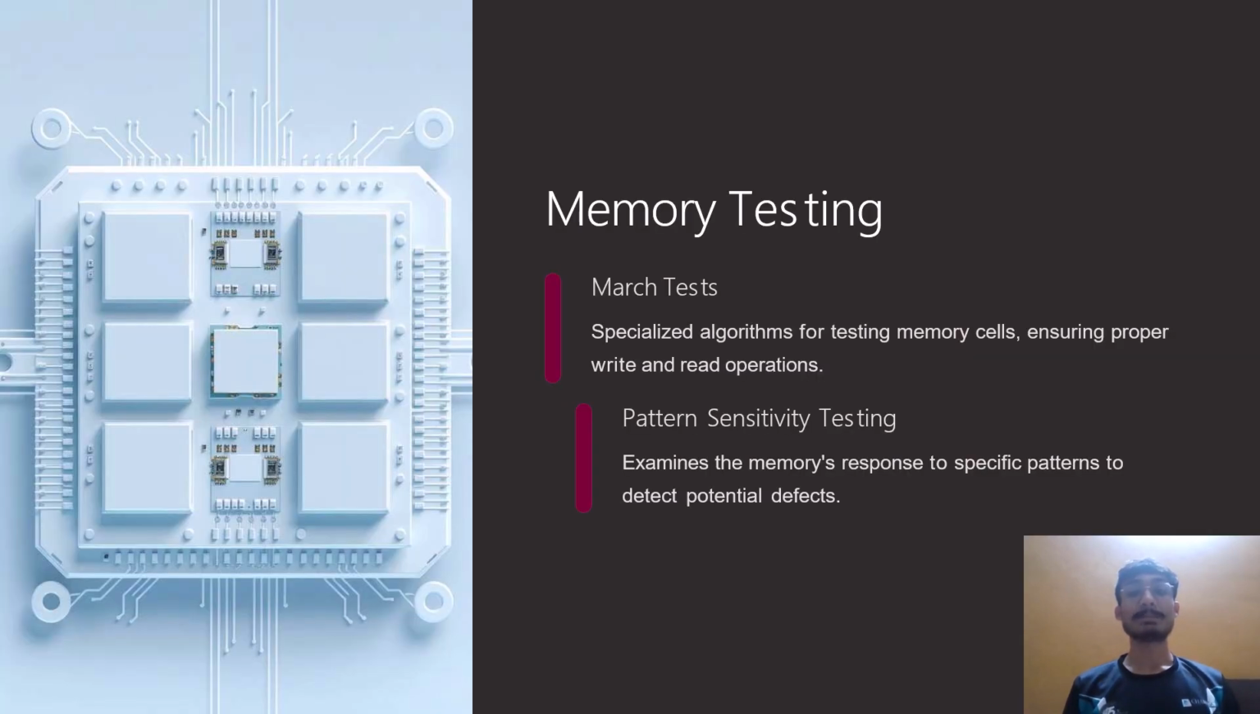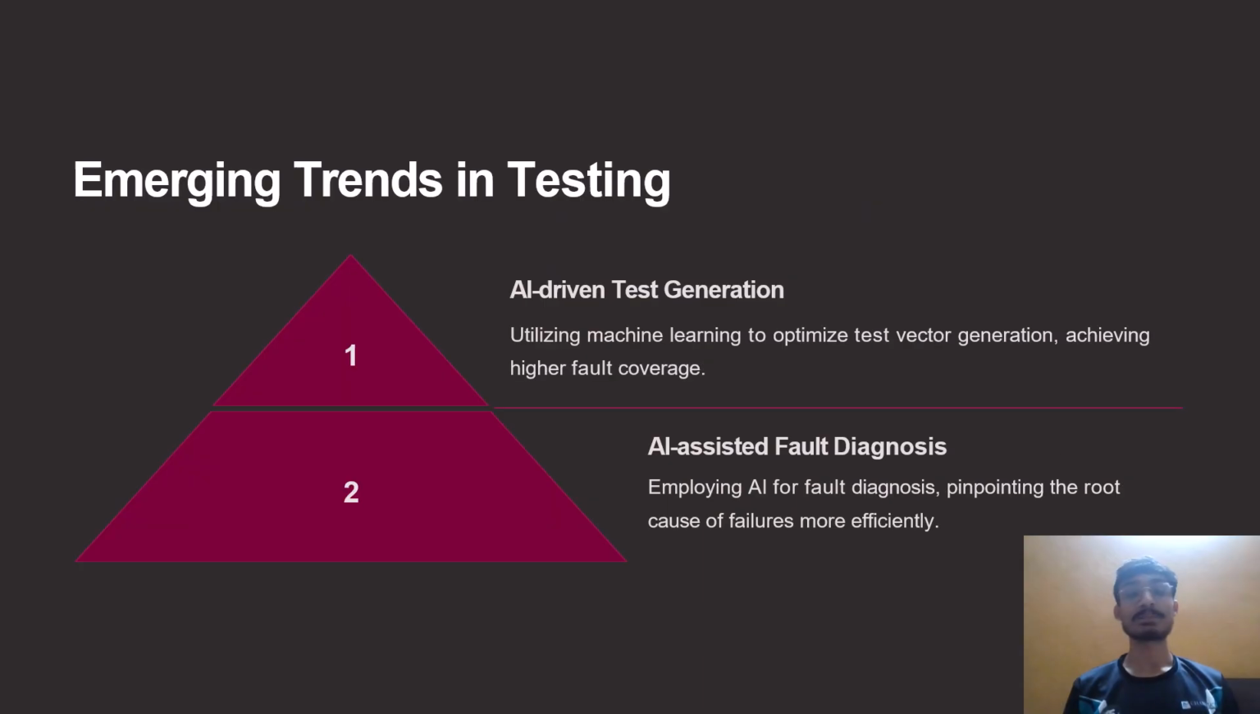Memory testing. In this, first there will be March tests. Specialized March tests are specialized algorithms for testing memory cells, ensuring proper write and read operations. Then pattern sensitivity testing examines the memory response to specific patterns to detect potential defects.